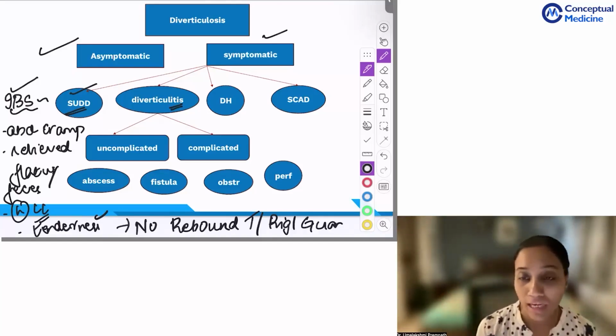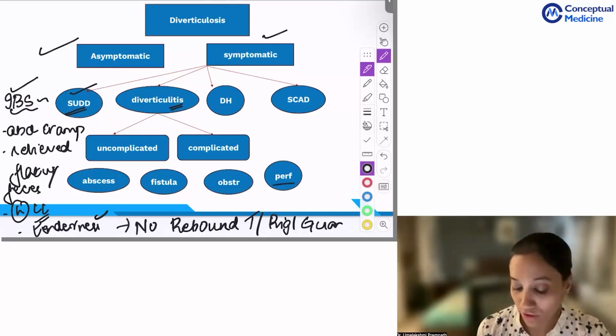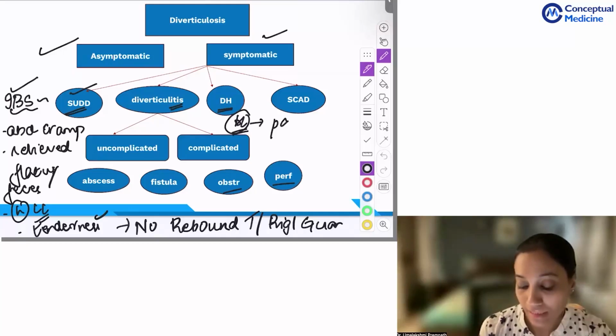Clinically, what will the patient have? Severe tenderness will be there. If the patient has any features of perforation, obstruction and all, there will be tenderness, rebound tenderness, and rigidity might be present. Okay. Similarly, in a patient with a diverticular hemorrhage, what will be the commonest thing? Bleeding. Diverticular bleed is usually a painless bleed, and it is an intermittent bleed.